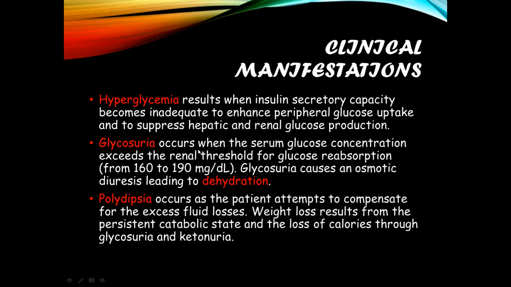Glycosuria. This occurs when the serum glucose concentration exceeds the renal threshold for glucose reabsorption. So this occurs when blood glucose levels get from 160 to 190 milligrams per deciliter. Glycosuria causes an osmotic diuresis leading to dehydration. Polydipsia. This occurs as the patient attempts to compensate for the excess fluid losses. Weight loss results from the persistent catabolic state and the loss of calories through glycosuria and ketonuria.